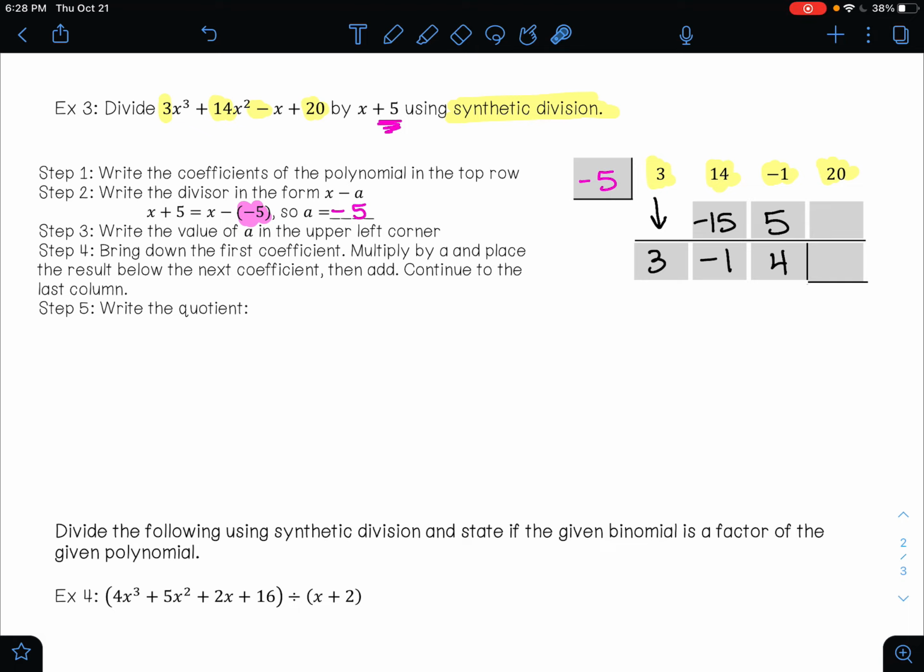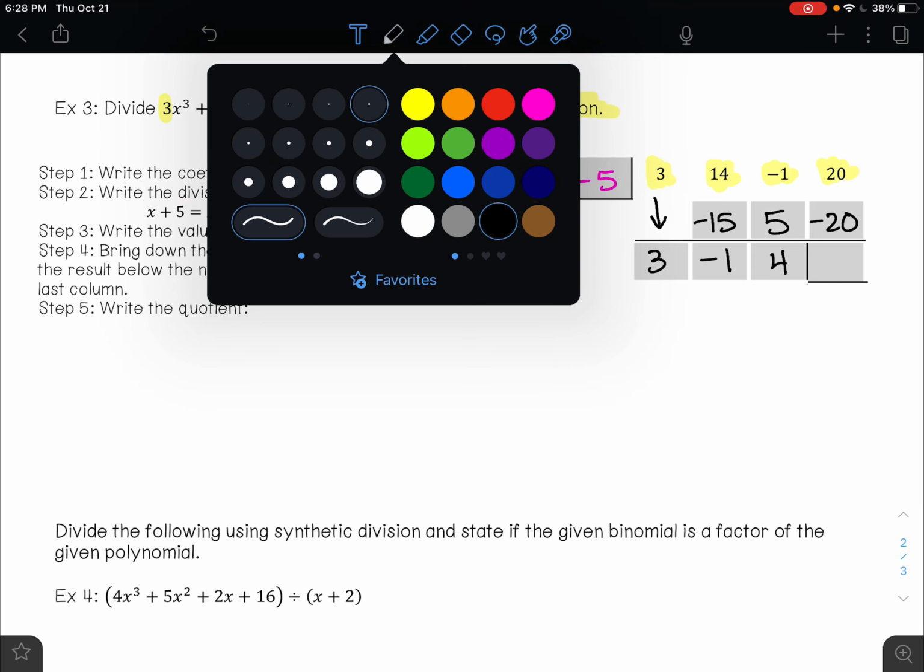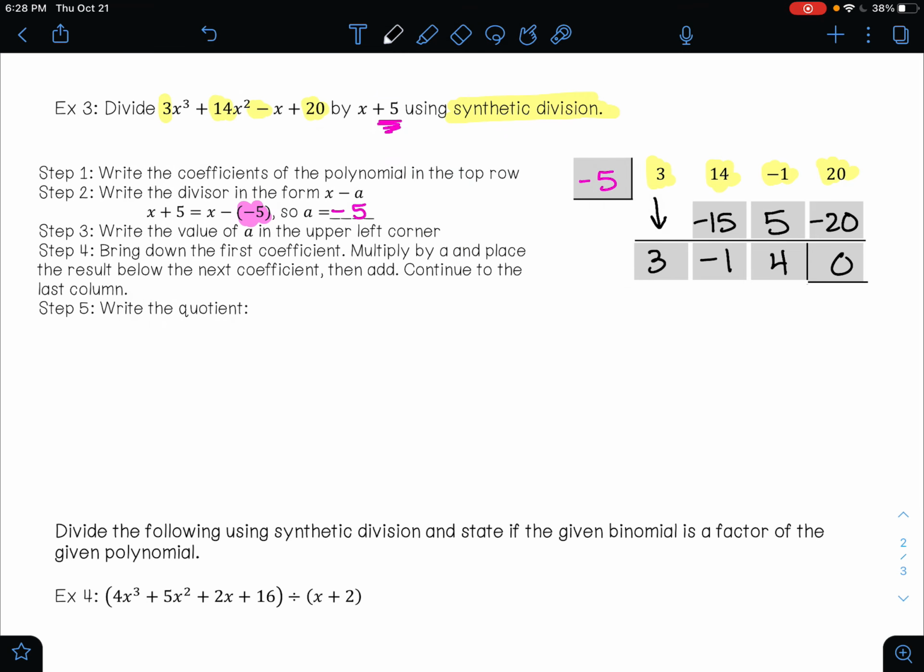-5 times 4 is -20. 20 plus -20 is 0. Whatever is left here is the remainder. So whatever this last box is your remainder. So here we do not have a remainder, so that is a good thing. Step 5 is to write your quotient.